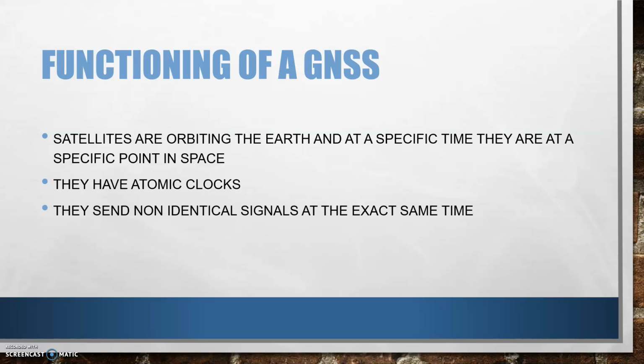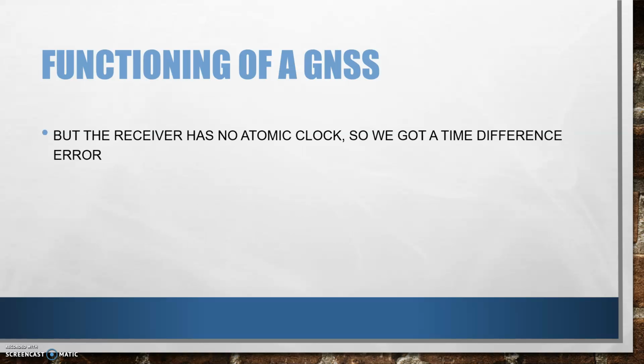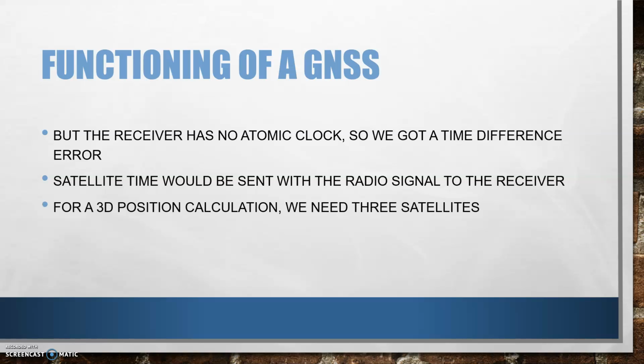So they send non-identical signals at the exact same time. The receiver on Earth receives the signals and can identify which signals belong to which satellite. So the receiver has no atomic clock. We get a time difference error. Even if it's 0.1 second, it will result in like 30,000 kilometers away. Satellite time would be sent with the radio signal to the receiver at the time of locating the receiver.